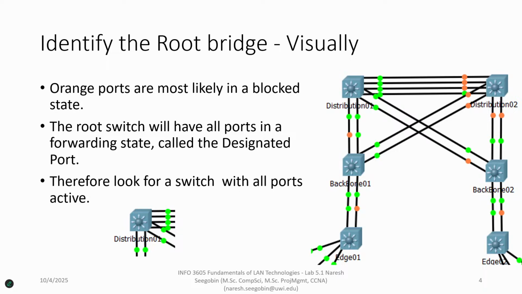Right, so we're going to identify the root bridge visually. So this is the thing. Initially, orange ports are most likely in a blocked state. The root switch should have all ports in a forwarding state. This is called a designated port. Therefore, look for a switch with all ports active. Now, visually, this is in a Packet Tracer design. Now, in an actual network, you may or may not see this happening. And this is a simple single VLAN. So if it's more than one VLAN, what can I do?